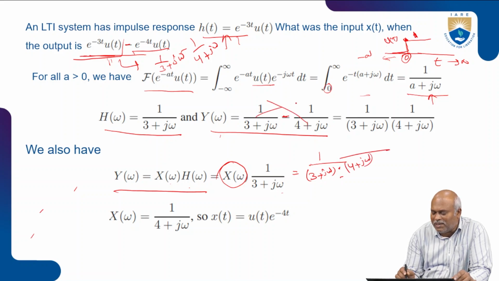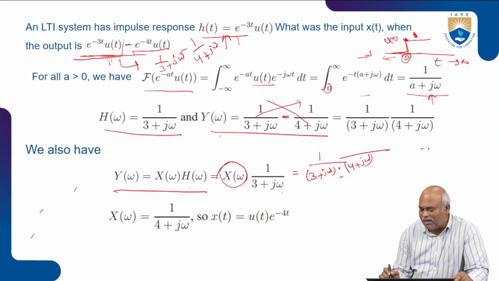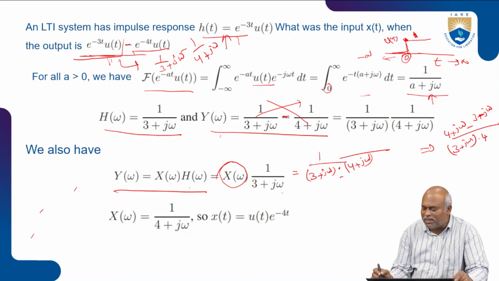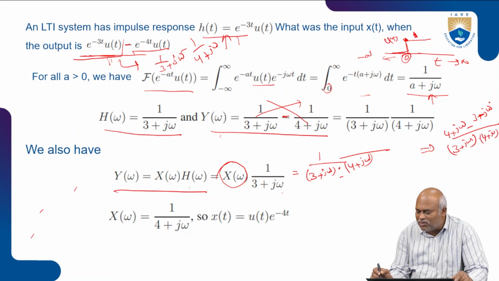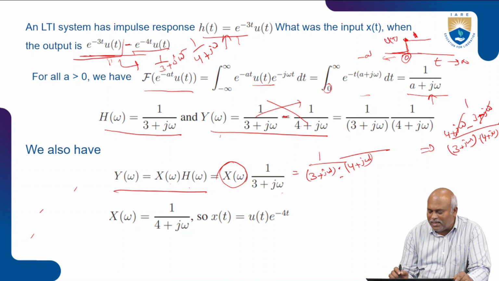This is done by cross multiplying. If we cross multiply, we get 4 plus j omega minus 3 plus j omega, and inside it is represented as 3 plus j omega into 4 plus j omega. These two terms cancel. 4 minus 3 is equal to 1. So the term is represented as 1 by 3 plus j omega into 4 plus j omega, and that is equal to Y.